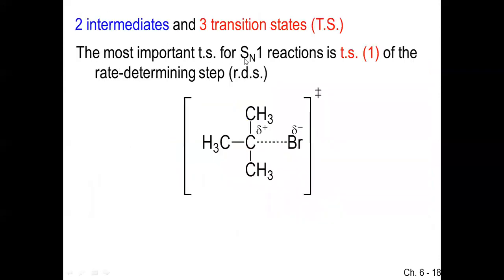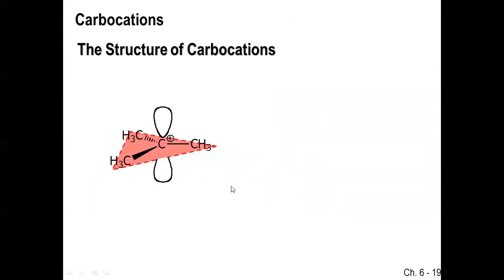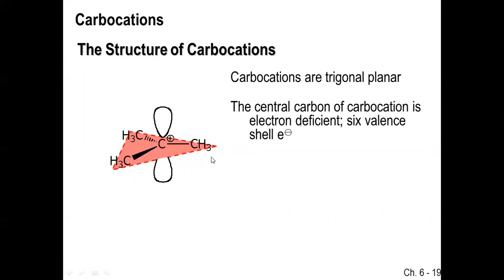The most important transition state for the SN1 reaction is number 1, that is the rate determining step to give the carbocation. Let us understand the structure of the carbocation. Carbocation is trigonal planar in structure. The central carbon of the carbocation is electron deficient, having 6 valence shell electrons and an empty p orbital.